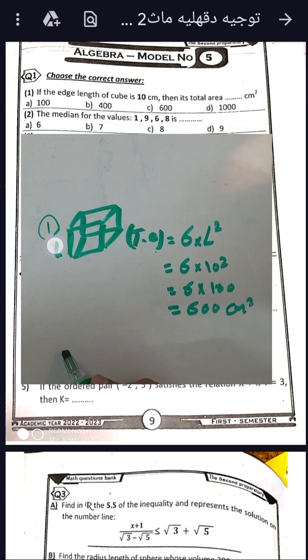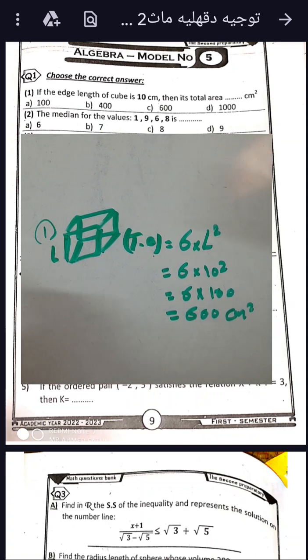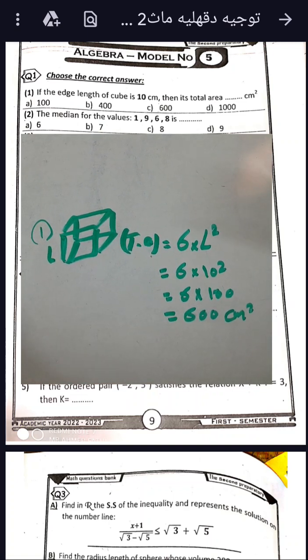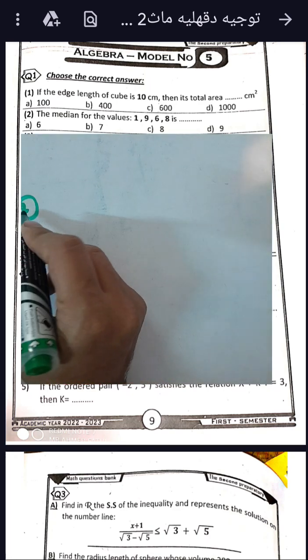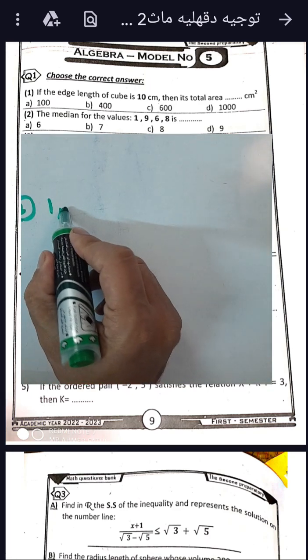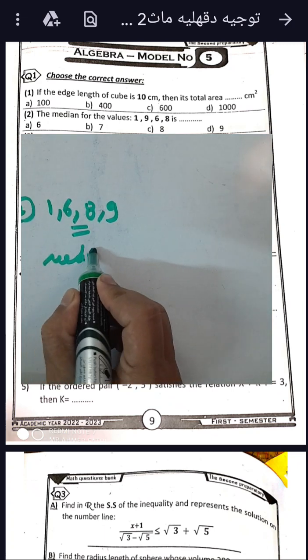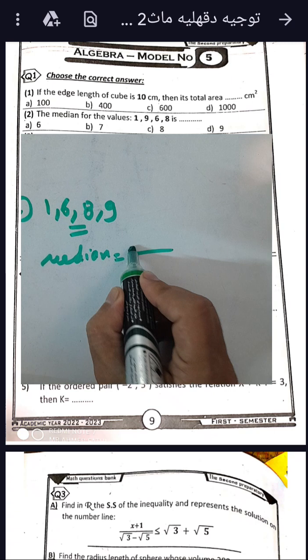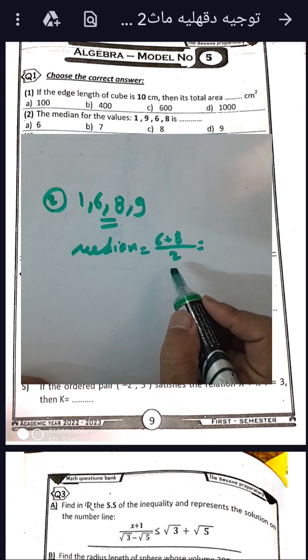Okay, next question. Number 2. The median for the values 1, 9, 6, 8. We can find the median by arranging the values in ascending or descending order, and then finding the value that lies in the middle. We have 1, 6, 8, and 9. We can write median equals (6 plus 8) divided by 2. 6 plus 8 equals 14, divided by 2 equals 7.